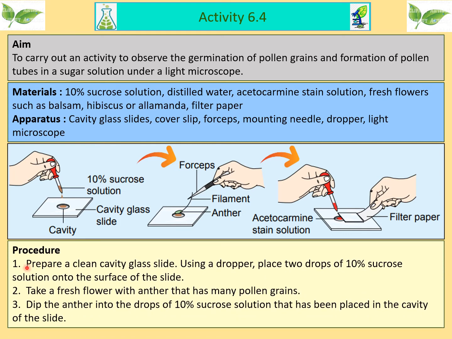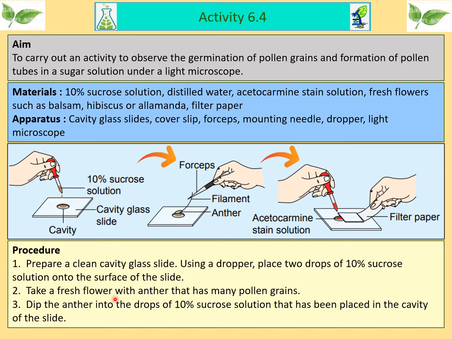The procedure: number one, prepare a clean cavity glass slide. Okay, this is the cavity glass slide. Using a dropper, okay, this is the dropper, place 2 drops of 10% sucrose solution onto the surface of the slide. Okay, 2 drops of 10% sucrose into the cavity of the glass slide.